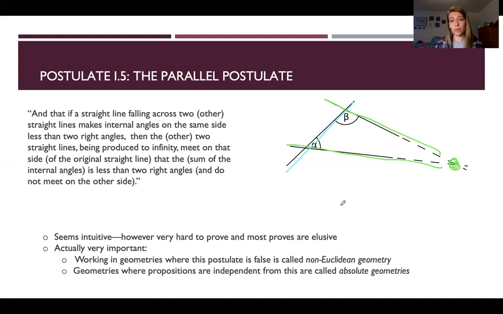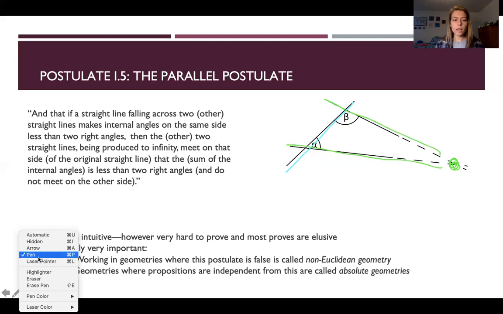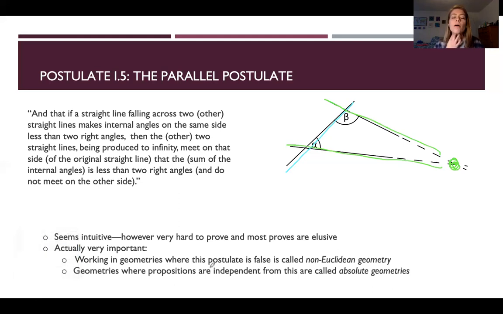So he's saying if they're not parallel, they will meet eventually on one side of the line. It seems kind of intuitive, this thing, but it's actually hard to prove and very highly debated because the proofs are kind of elusive and don't make as much sense. But it does turn out that this postulate is very important.